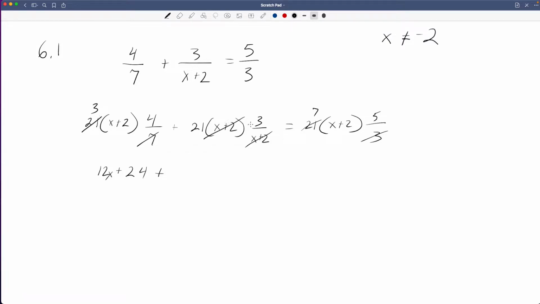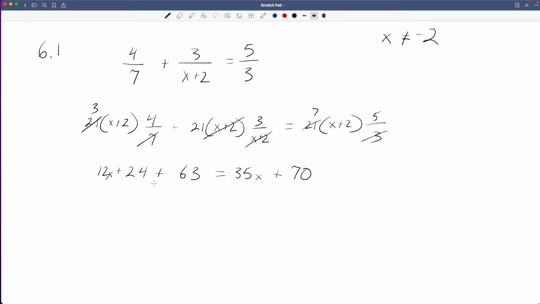Plus, we have 21 times 3. That's going to give us 63. That is equal to 7 times 5, which is 35x, plus 70, because 2 times 35 is 70. So now we can solve this. But x cannot equal -2. We have to remember that in our result.